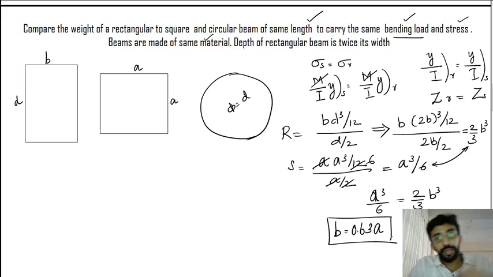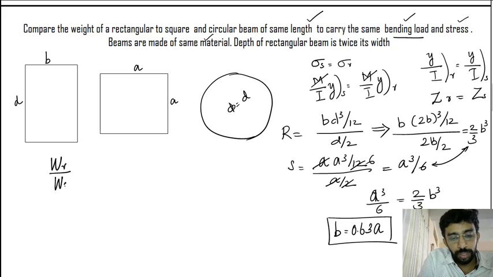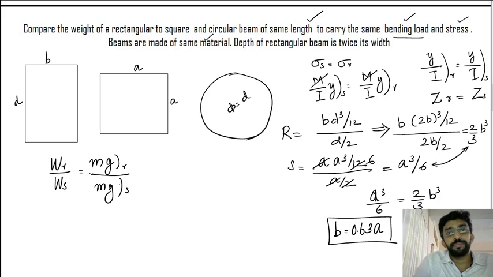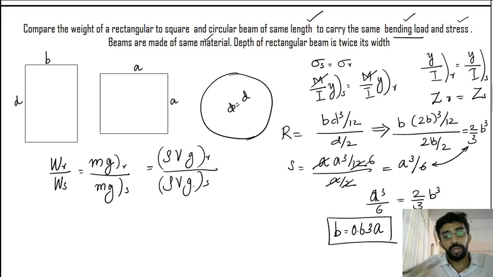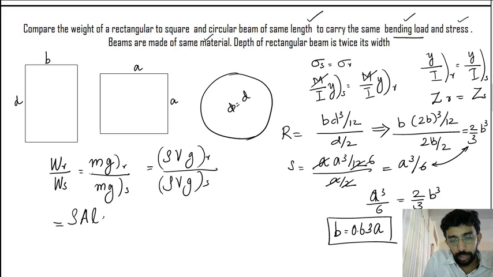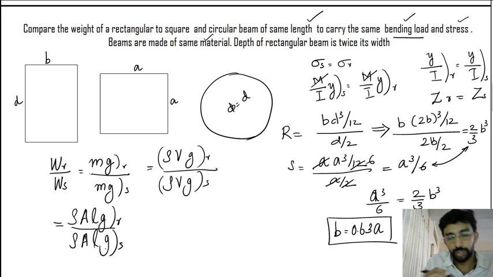Now we are asked to compare the weight of a rectangle to a square and circular beam. So how will we compare the weight of the rectangle to the weight of the square? Weight in simple terms is m into g of the rectangle divided by m into g of the square. What is mass? It is density into volume, so density into volume into g for the rectangle divided by density into volume into g for the square. We know that volume is equal to area into L, so it is rho into A into L into g divided by rho into A into L into g. This is for the rectangle and this is for the square.